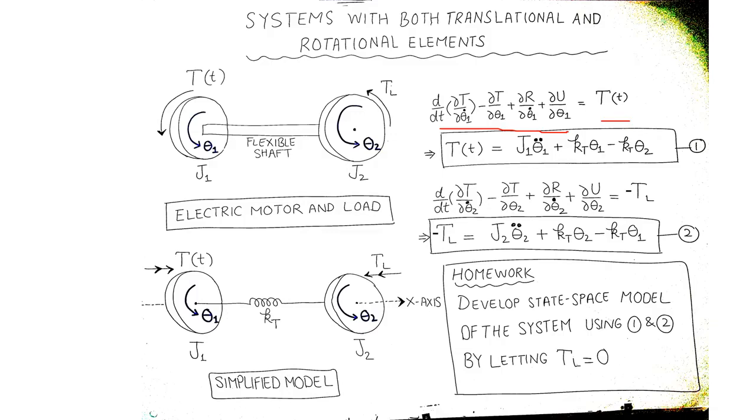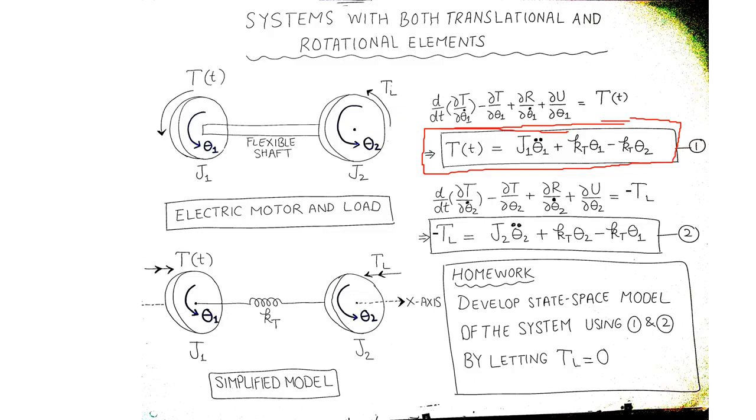So remember the displacement and the loading pair, the first of them being theta 1 with the torque. The first Lagrange equation should give us torque equals J1 theta 1 double dot plus KT times theta 1 minus KT times theta 2.